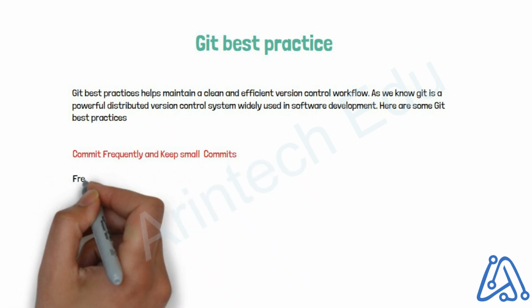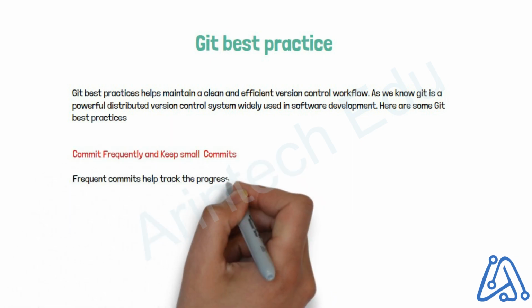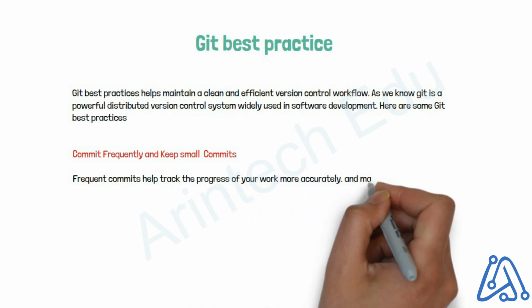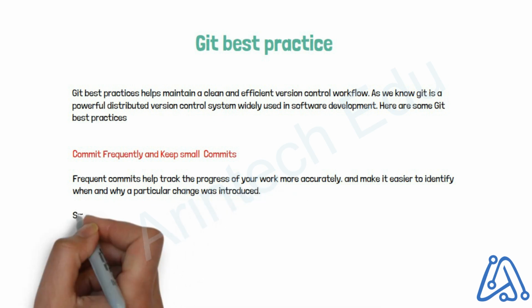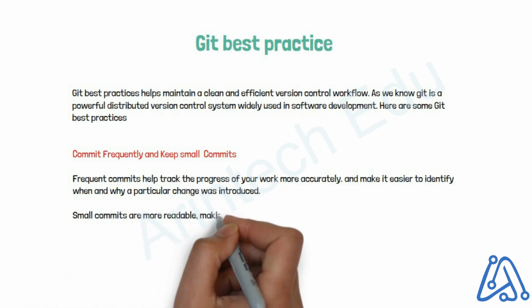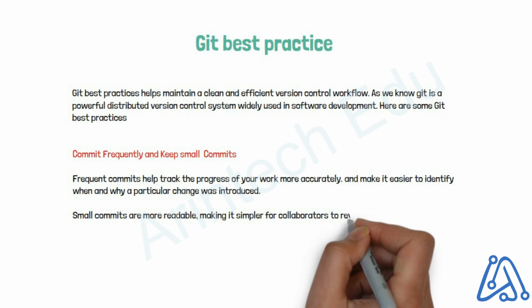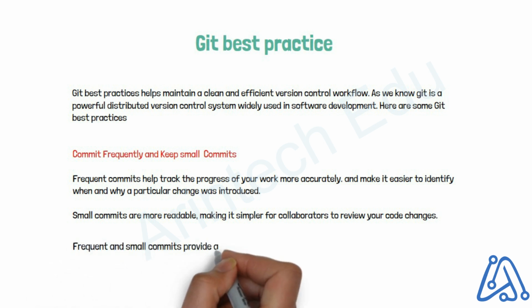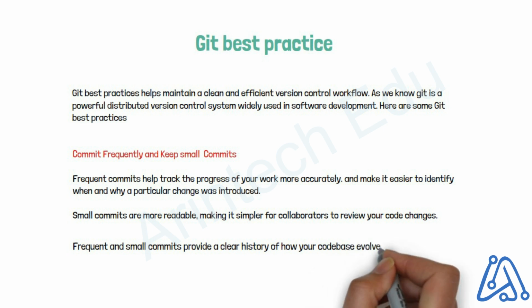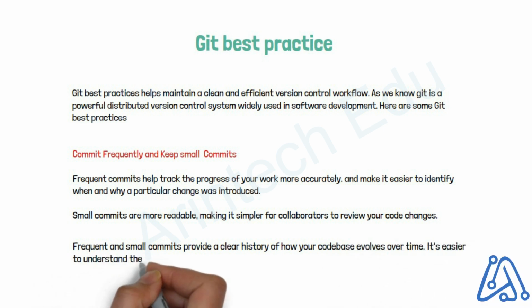Commit frequently and keep small commits. Frequent commits help track the progress of your work more accurately and make it easier to identify when and why a particular change was introduced. Small commits are more readable, making it simpler for collaborators to review your code changes. Frequent and small commits provide a clear history of how your codebase evolves over time. It's easier to understand the progression of the project.